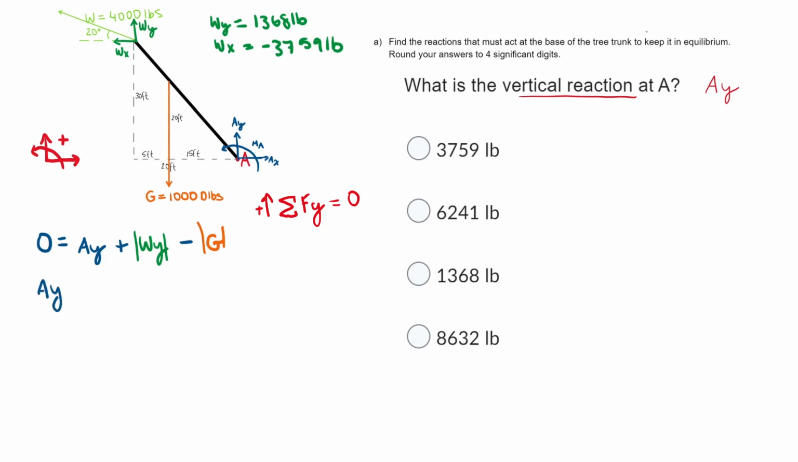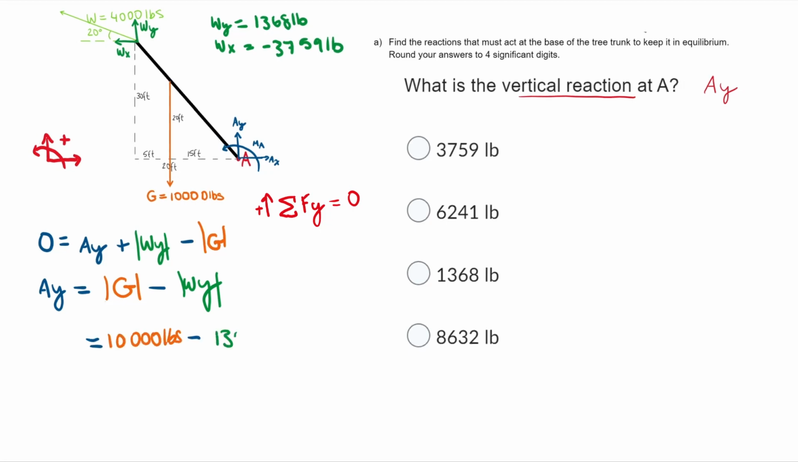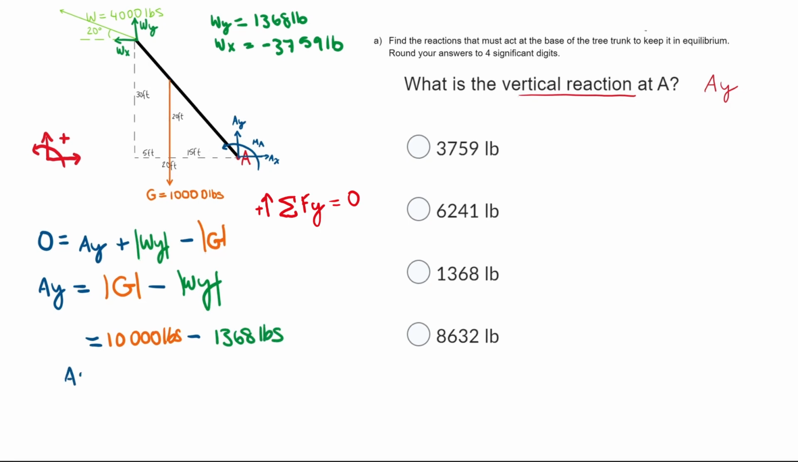We rearrange this equation, and we get that the absolute value of G minus the absolute value of WY is equal to AY. So AY is equal to 10,000 pounds minus 1,368 pounds. So AY is equal to 8,632 pounds, making this the correct answer.